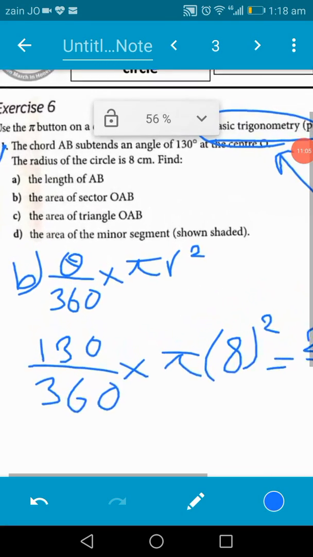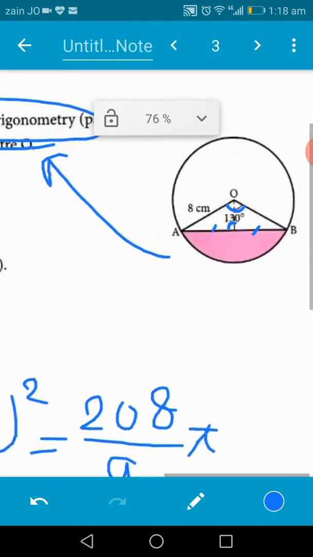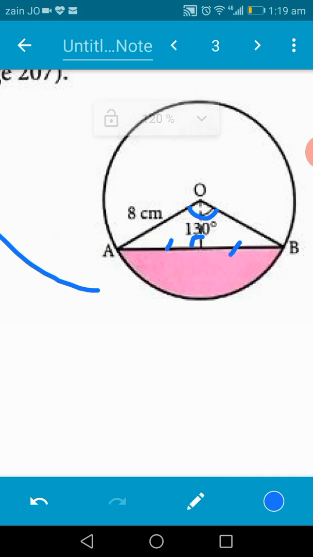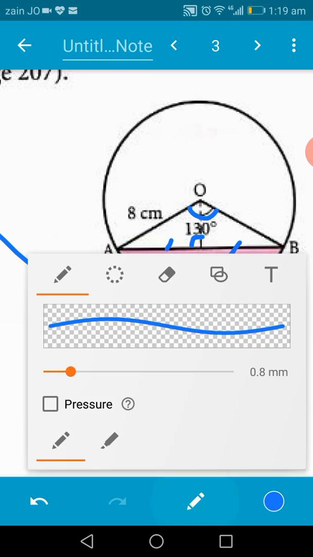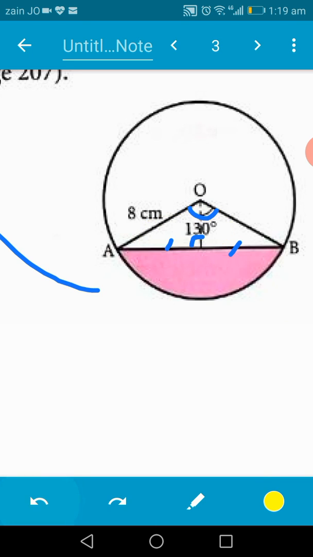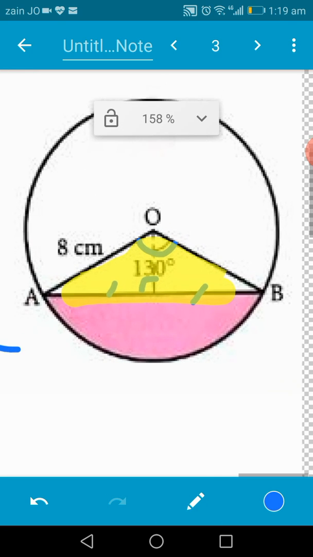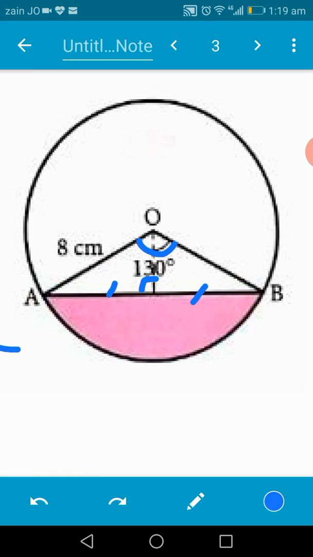Now part C. We need to find the area of triangle OAB. Do you remember, boys and girls, how we can find the area of a triangle? We took two rules. The first, which you have known for a long time, is half times base times height. The second rule, which we need to use: half times the length of this side, which is 8, times the length of this side, also 8 because it is a radius, times what?